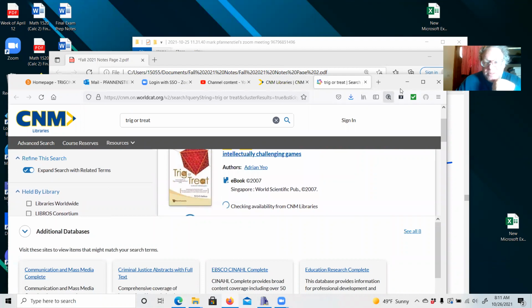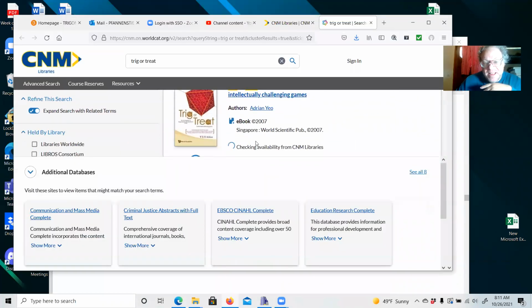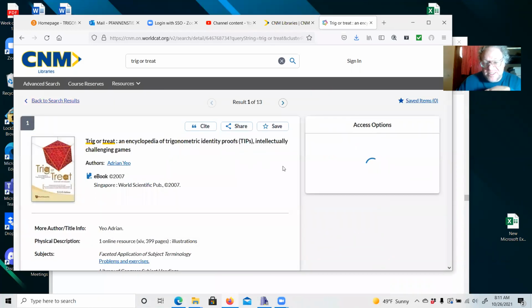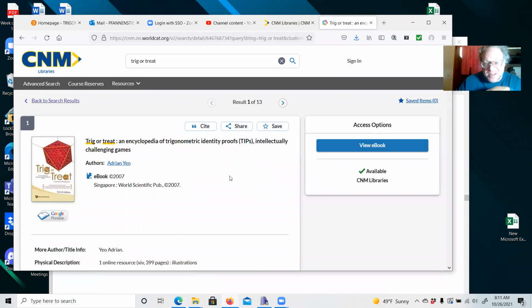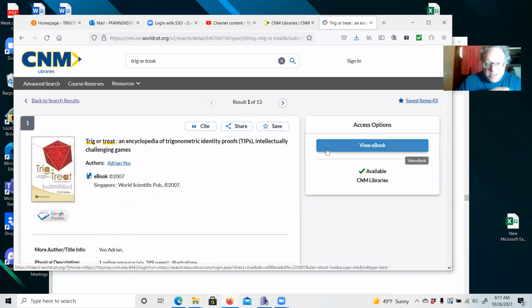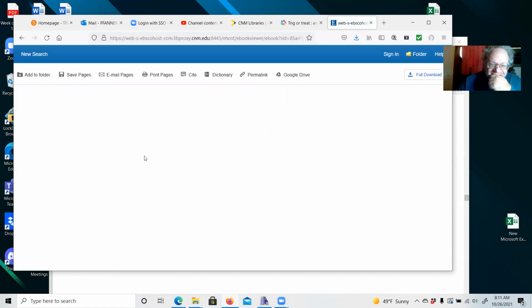The best thing about this book, well, actually, there's a lot of best things about this book, but it's an ebook. All you have to do is click on it and you have access to this book. If you're a CNN person, you have access to see this book. You might have to sign in, but you should be able to sign in and get this book. Glad I didn't put my password up.